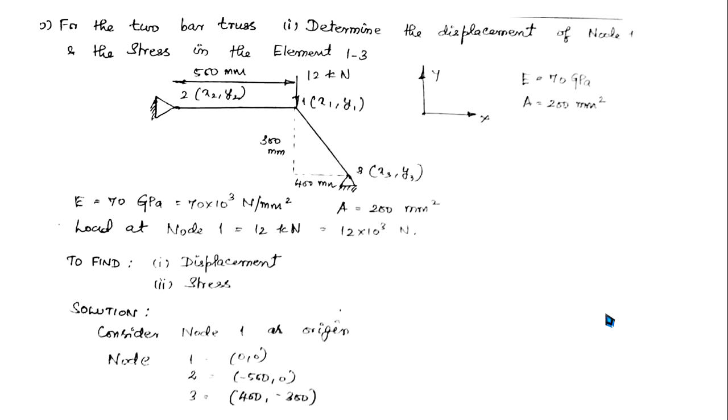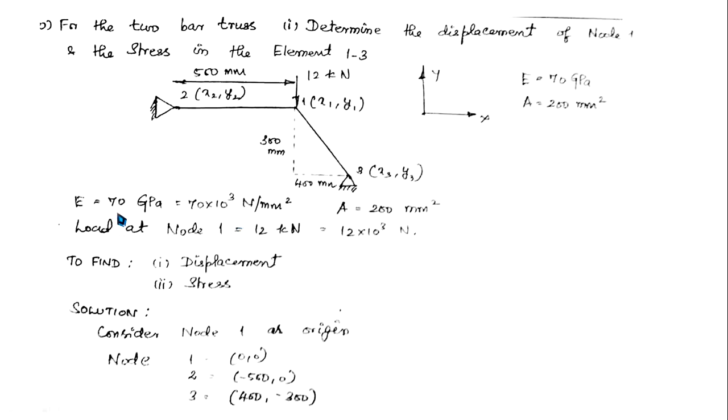Now we will solve simple problems so that we become familiar, so that we can go on to larger complex problems. We take a simple truss. For this particular truss, you have to determine the displacement and stress in element 1 and 3. This is element 1 and 3. For these elements, you have to calculate the displacement and stress.